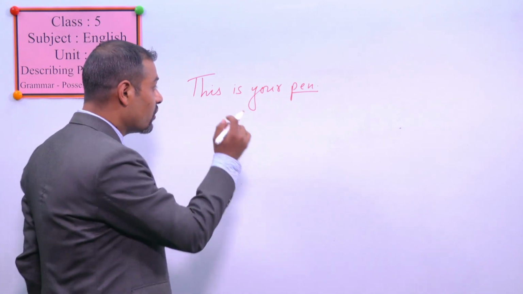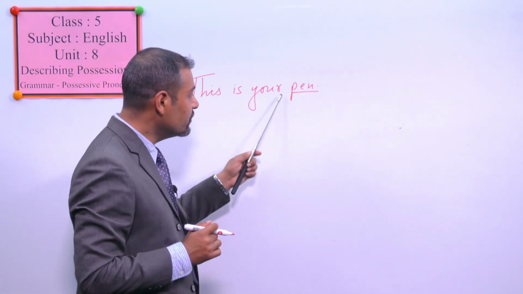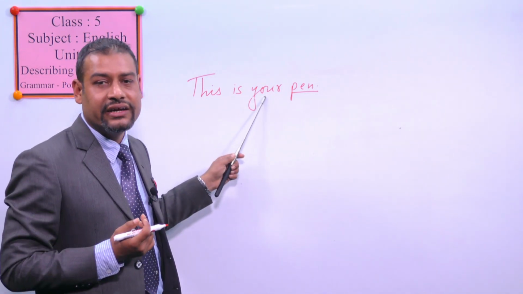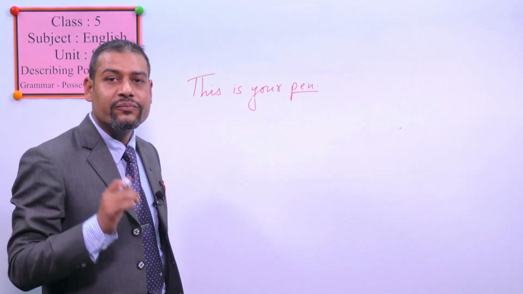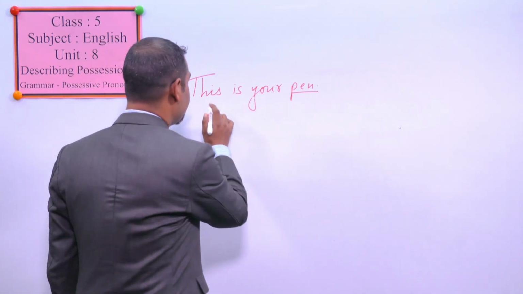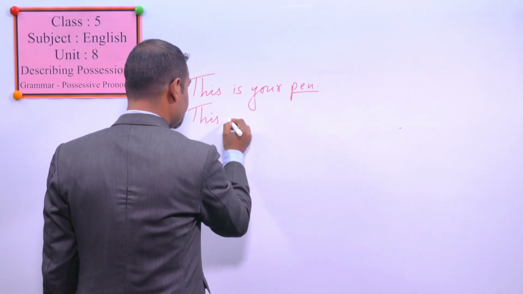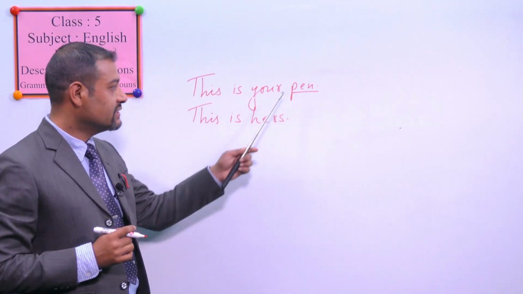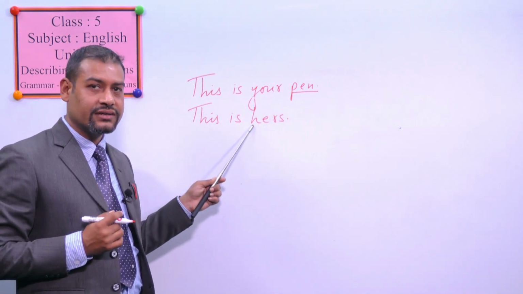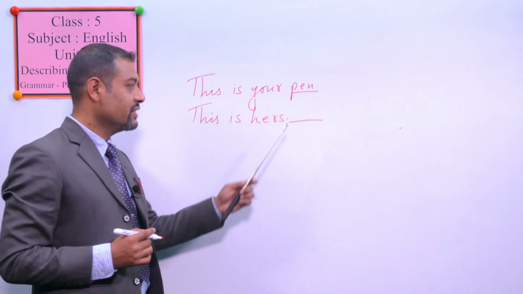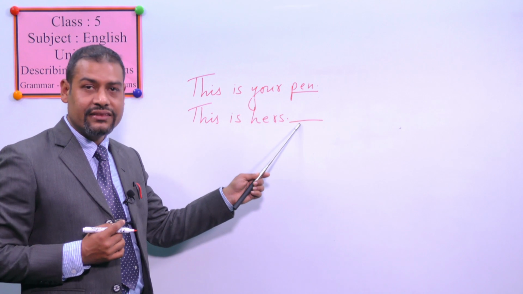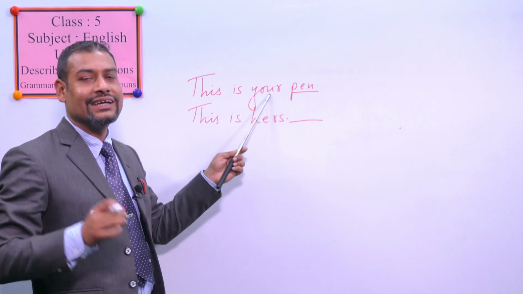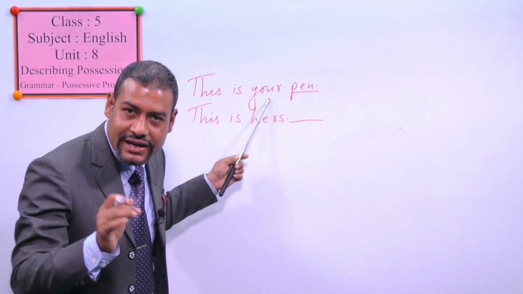Alright? But if we don't use a naming word and if we use only the pronoun to show ownership, for showing possession, at that time that is, let's say, possessive pronouns. For example, you can write this is hers. For example, this is hers. It means this pen belongs to her. Here is no naming word. See, I haven't written pen there. There is no naming word. So with a naming word, if we use it, then that becomes possessive adjectives.